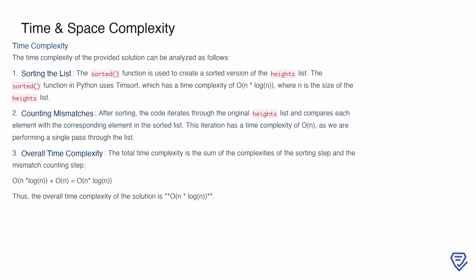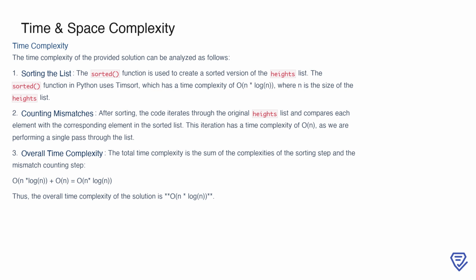To analyze the time complexity of the solution, we start with the sorting step. The sorted function in Python uses the timsort algorithm, which operates with a time complexity of O(n log n). Here, n represents the number of elements in the heights list. After sorting, the next step involves iterating through the original list and comparing it with the sorted version to count mismatches. This comparison involves a single pass through the list, which requires O(n) time.